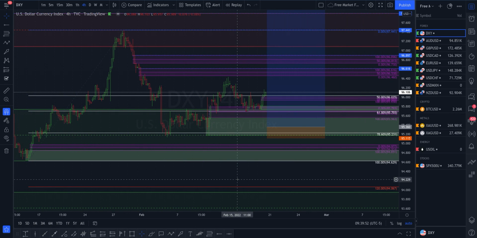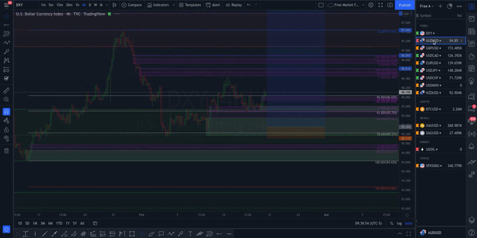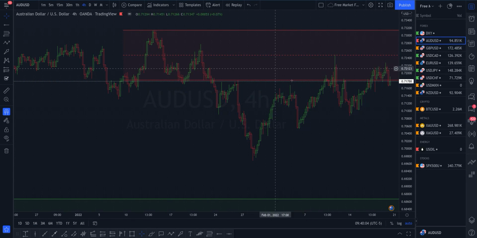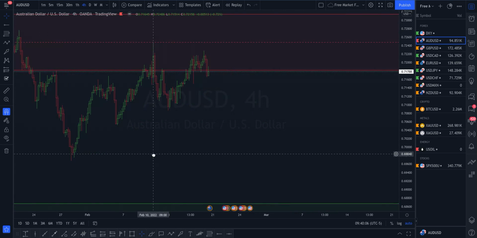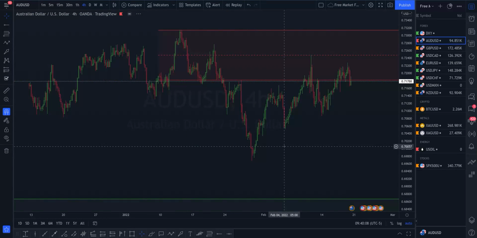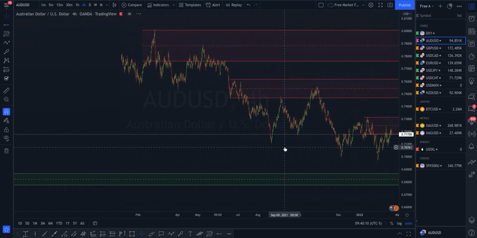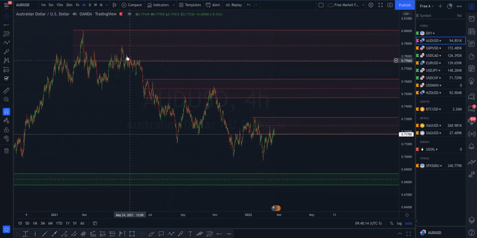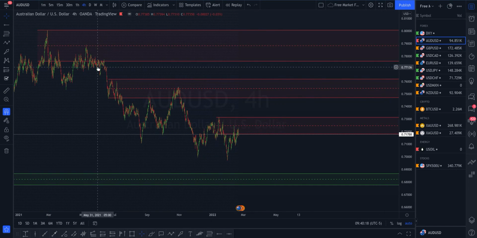So let's go ahead and move on to the Australian dollar. All right, Australian dollar institutional bias is bearish. We are sitting in institutional supply here. Zoom all the way out and take a look at the market structure. Let's take a look at this most recent leg. All right, we are on a downtrend.